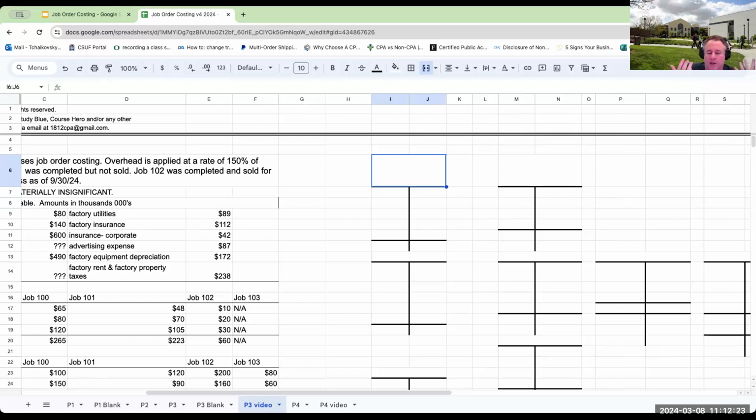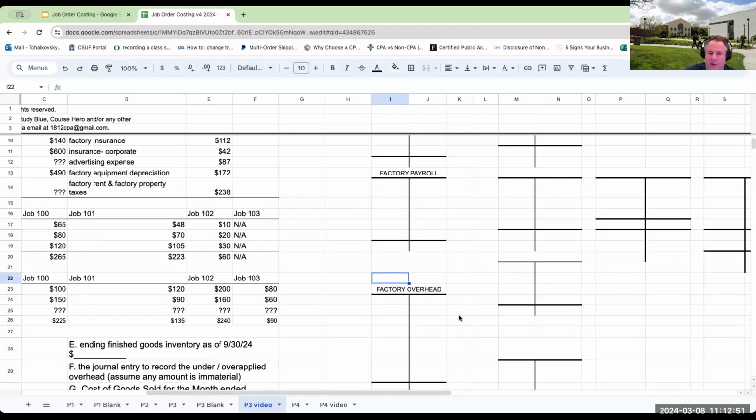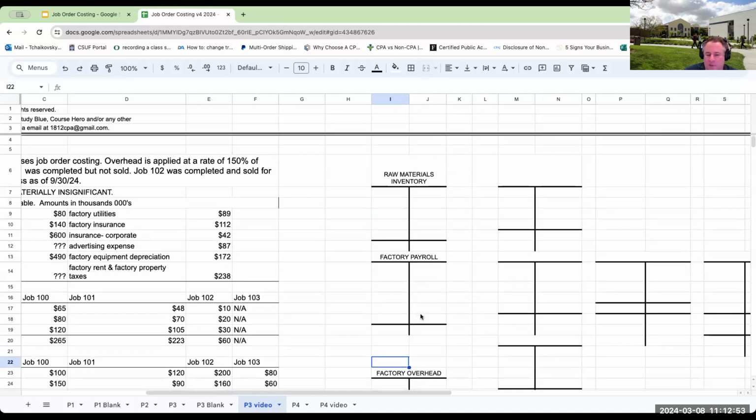So what I want to do with you first is let's talk about how that production process works. We're going to have raw materials inventory, then we are going to have factory payroll, and then over here factory overhead. So we're starting here with raw materials, factory payroll, and factory overhead. This is the genesis of our production process.